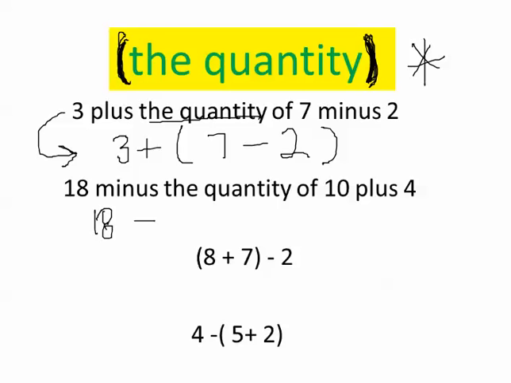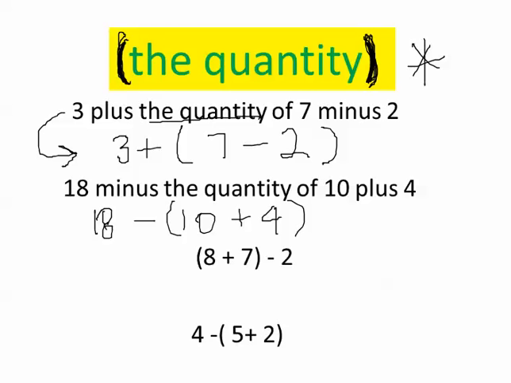Minus the quantity of 10 plus 4. Not too bad, right? It kind of reads and writes in the same direction. You simply need to know that when you see the quantity, what comes next is going to be in parentheses.